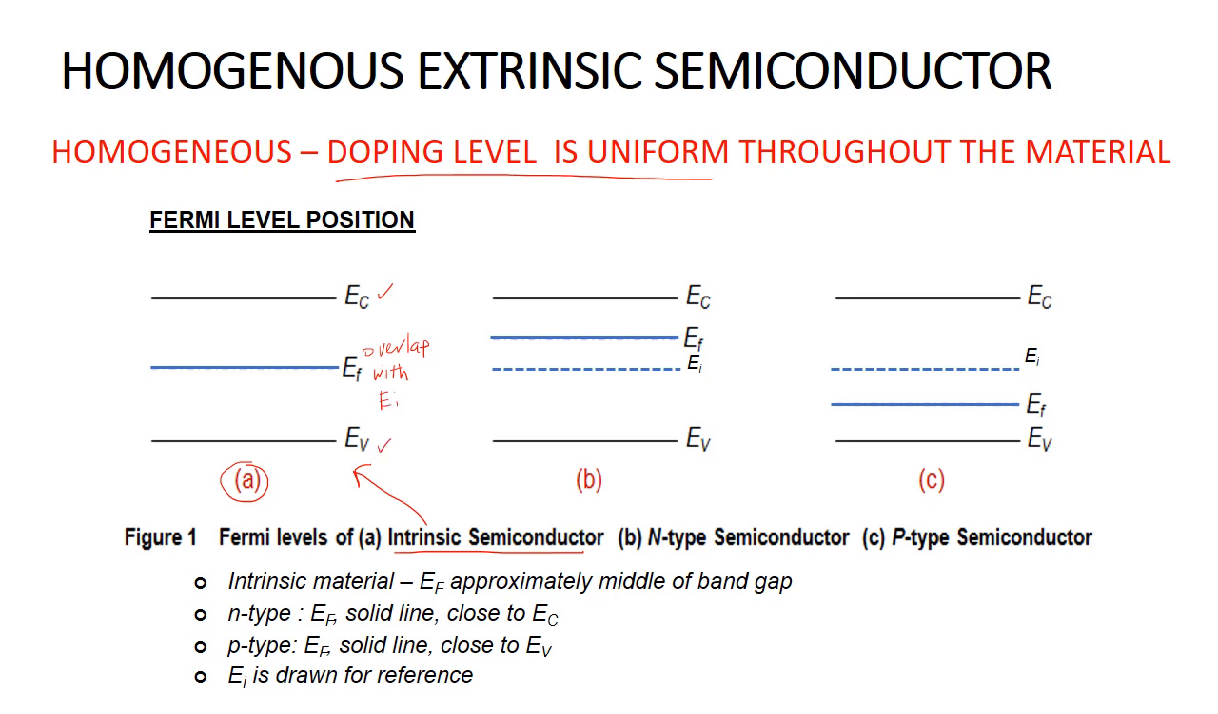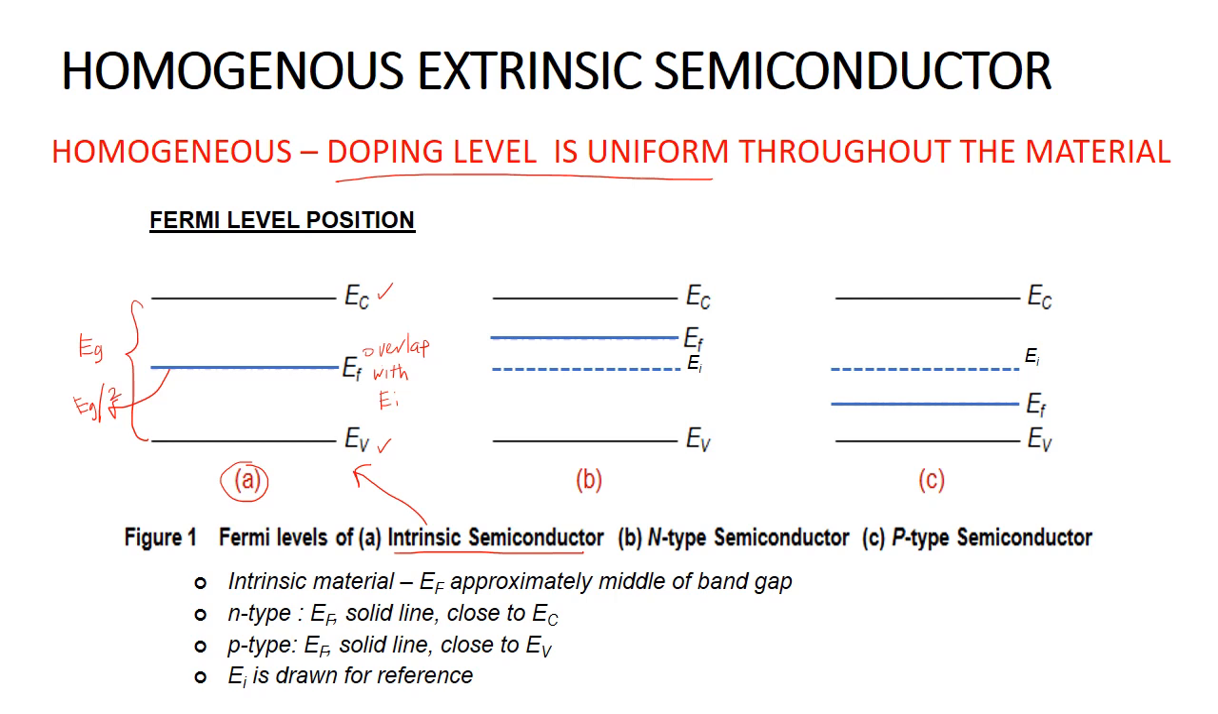And intrinsic semiconductor ni, you must make sure that the Fermi level is exactly in the middle of EC and also EV in such a way that kalau sini kita ada band gap, so yang Fermi level ni is actually EG/2. Okay, that is intrinsic semiconductor.